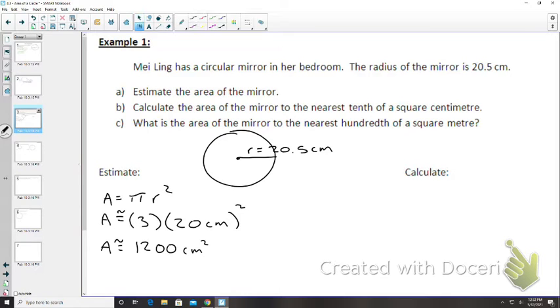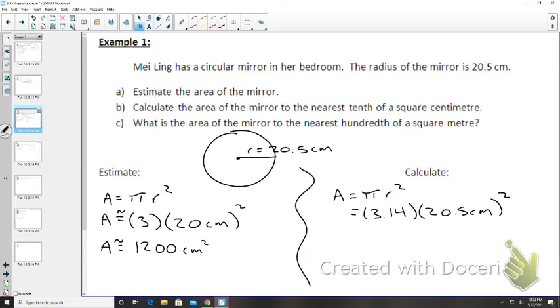Now let's go ahead and calculate this. Area is equal to pi r squared. Pi, we're using 3.14, and our radius is 20.5 centimeters, squared. Again, be careful here because you only want to square the 20.5 centimeters, not the 3.14. When you're entering this into your calculator, it's probably easiest to do 20.5 times 20.5 equals whatever number you get.